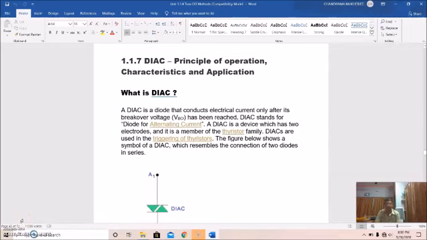Now, what is a DIAC? Basically, a DIAC is a diode that conducts electrical current only after its breakover voltage has been reached. Once again, I am repeating: a DIAC is a diode that conducts electrical current only after its breakover voltage has been reached. DIAC stands for diode for alternating current. It is a device which has two electrodes and it is a member of the thyristor family. It is used for triggering of thyristors.